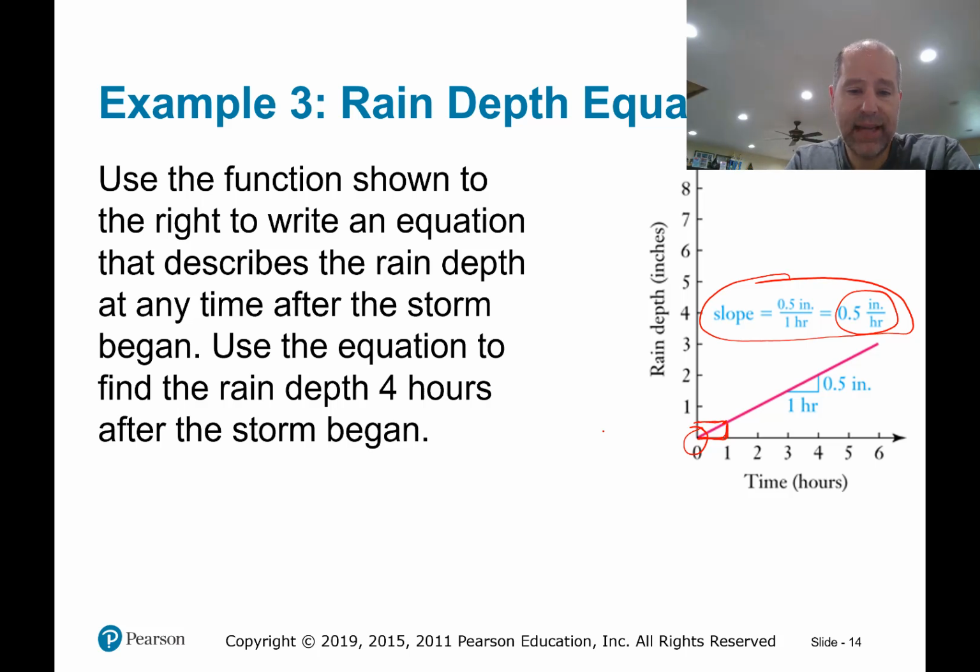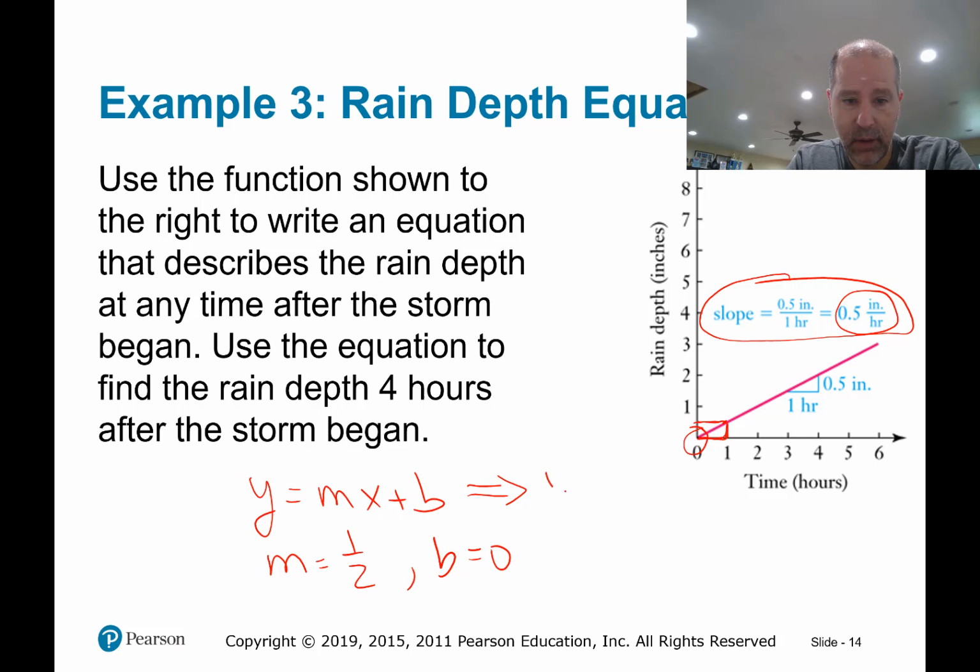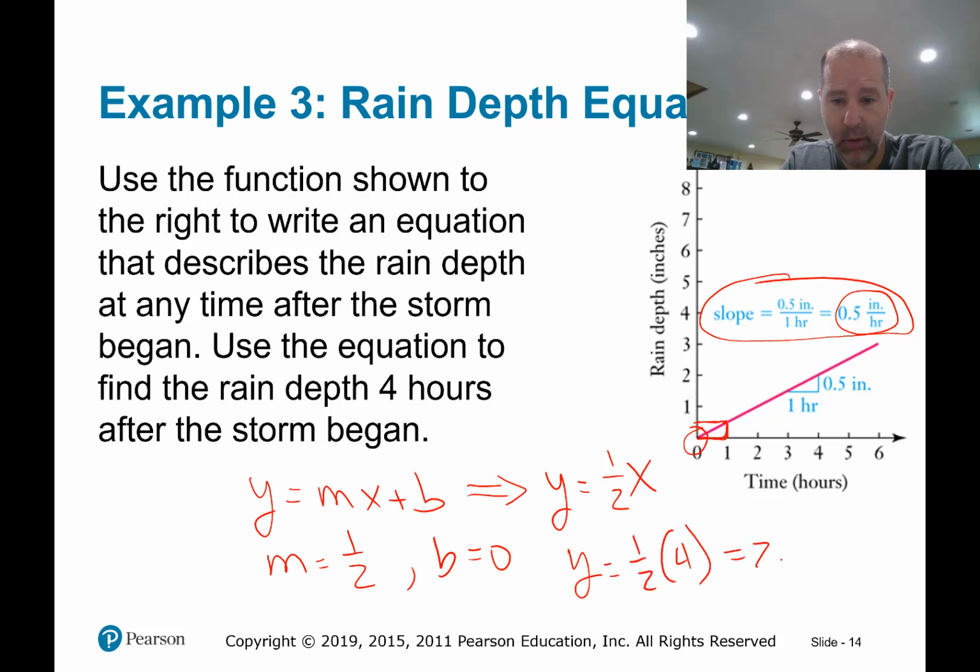So in this case here, y equals mx plus b, where m is equal to a half and b is equal to 0. So that gives us y equals 1/2 x. And so if x is 4, then y equals half of 4, which is going to give us 2 inches. So after 4 hours, based on this model, there are 2 inches of rain.